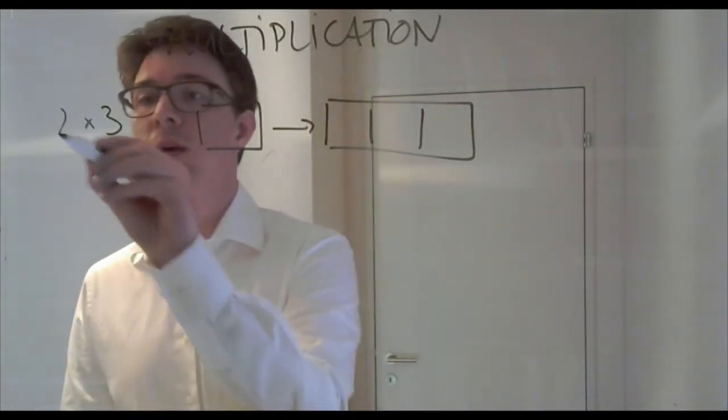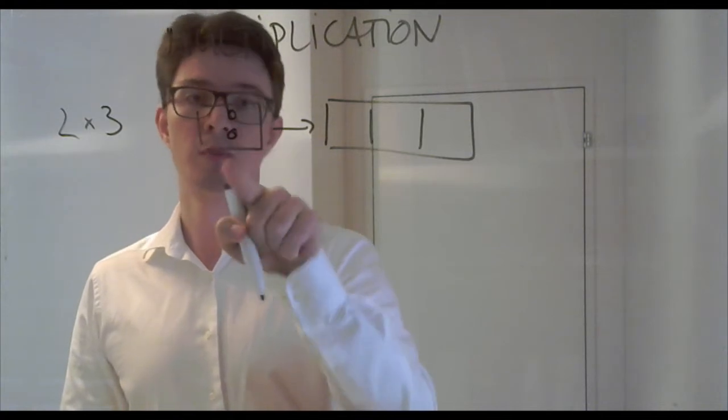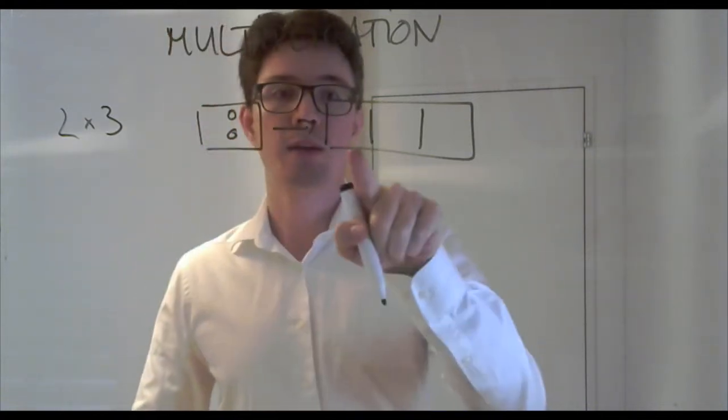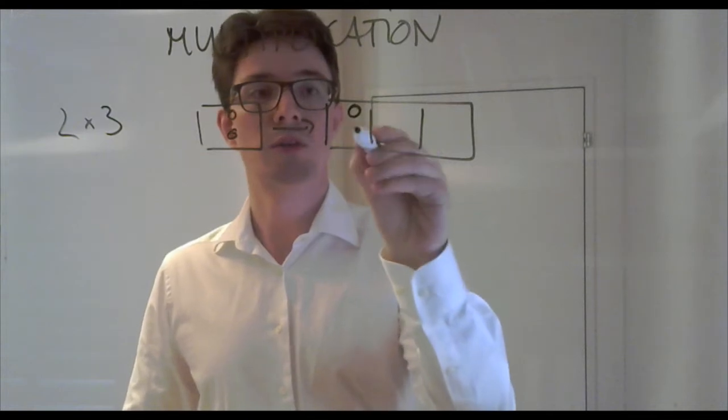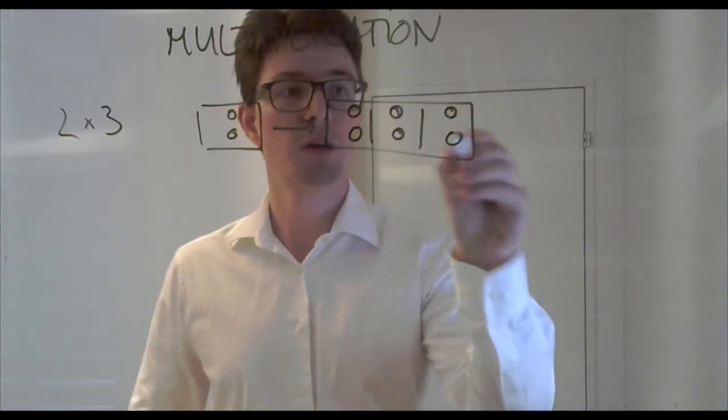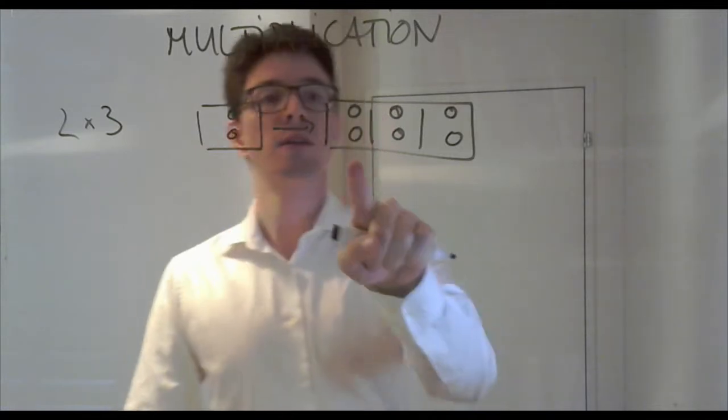So for example, 2 times 3 would be, put 2 dots in here and then make copies. So 2 dots in here, 2 in here, 2 in here. How many dots do we have in total? 6.